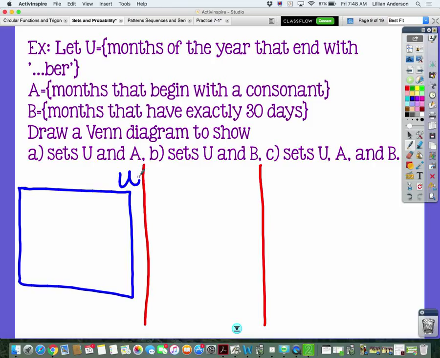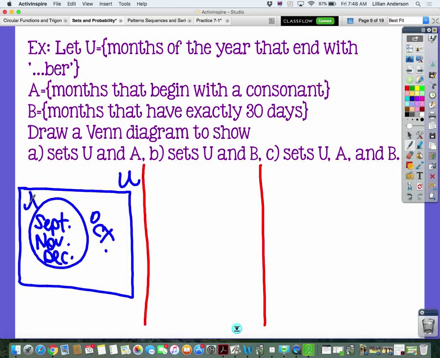That's September, October, November, and December. But if we want set A to be included in part of this universal set, then we want the months that begin with a consonant. The months that begin with a consonant that also end in ber are September, November, and December. They all begin with a consonant. The only one that doesn't begin with a consonant is October, but it still is a part of the universal set. So it goes outside of the circle, which represents set A, but still a part of the universal set. We wouldn't include August, we wouldn't include April, we wouldn't include March, because those are not a part of the universal set. They do not end in ber.